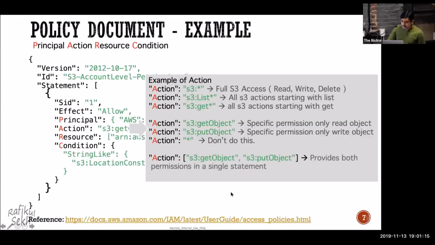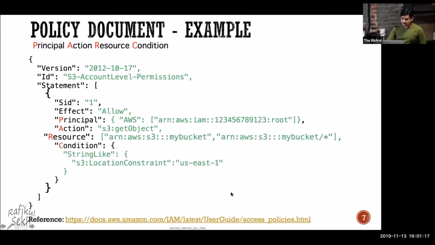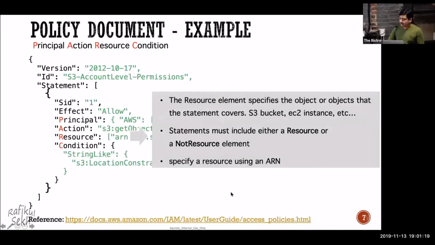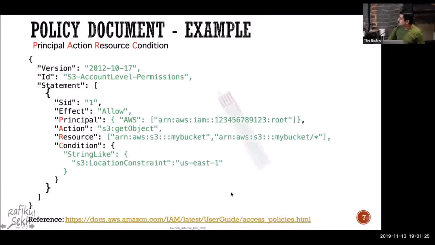Here are some examples of actions. The next is resource, where we can specify the ARN of a particular resource against which we are going to execute this action. It could be a bucket or some EC2 instance or some other resource.